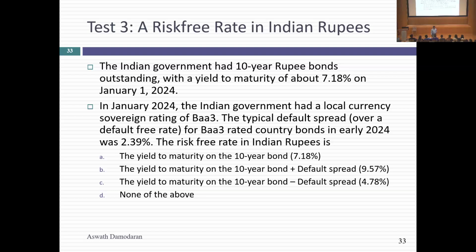Next class, we'll do this in more detail. But I have a lookup table. If you tell me the rating for your country, I'll tell you what the default spread is for your country. With a Baa3 rating, the default spread was 2.39%.